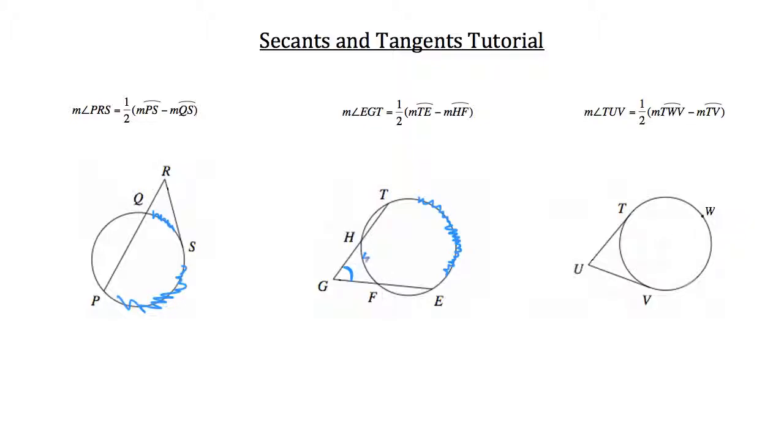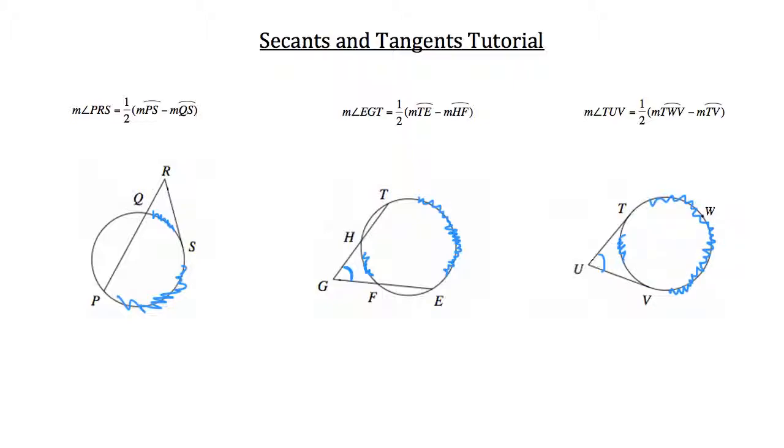And you can see that GT and GE are both secants. Then we have measure angle TUV, which is right here. And that's going to be equal to 1/2 this major arc TWV, so all the way around here, minus the minor arc TV.